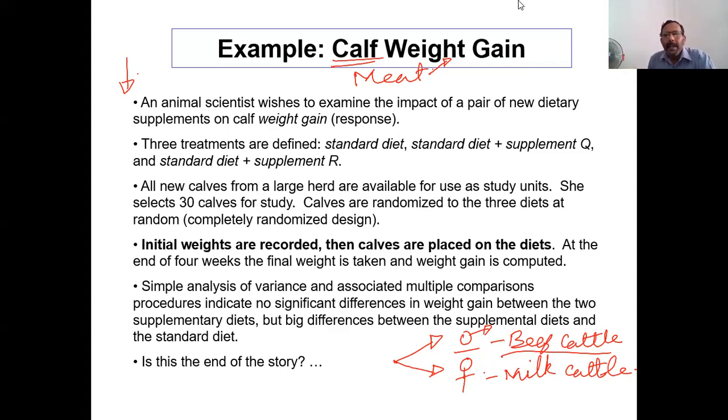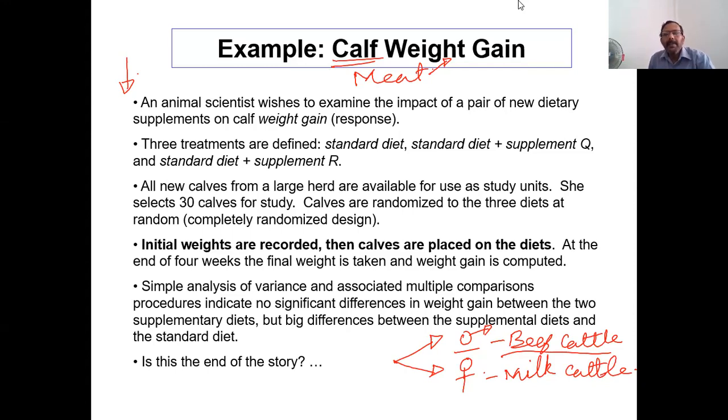Because in foreign countries, the calves have been bred or managed for meat production, and they don't keep the calf for a long time. Within 2 years, they will slaughter, right? Not like in our places.